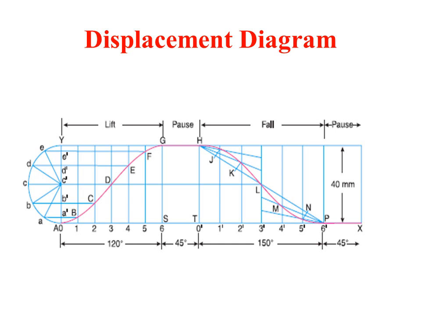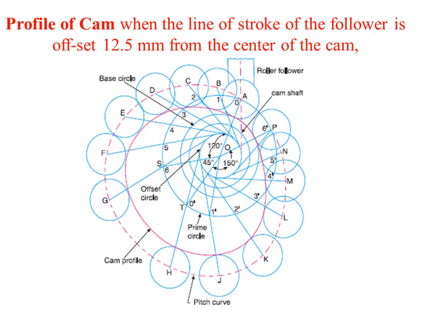So this completes the displacement diagram, where the lift had a simple harmonic motion and the fall had a uniform acceleration and deceleration. Let us draw the profile of the cam. It's mentioned the profile of the cam when the line of stroke of the follower is offset by 12.5 mm from the center of the cam. So first take O as a center, draw the base circle.